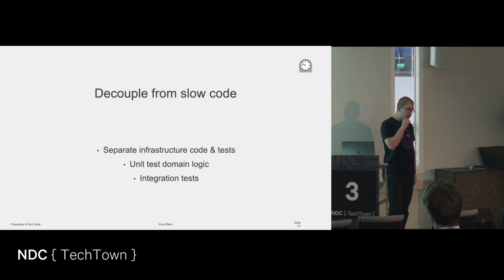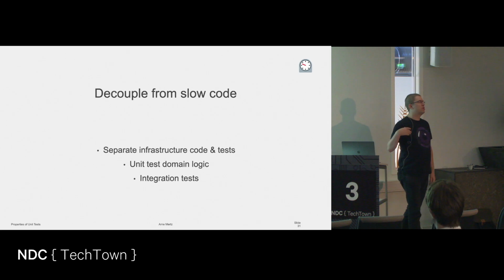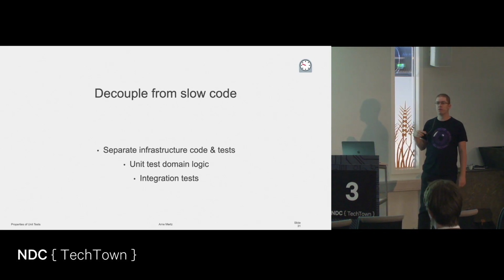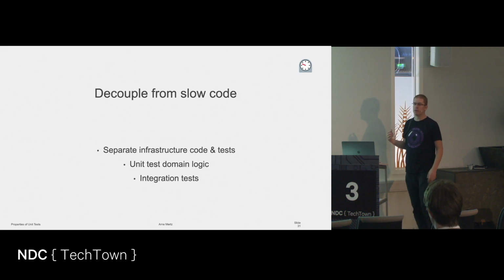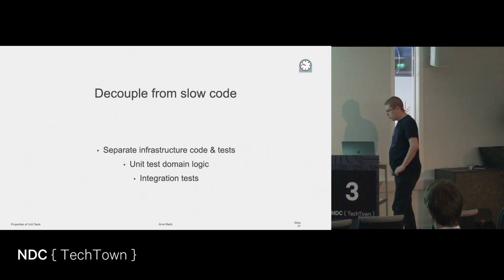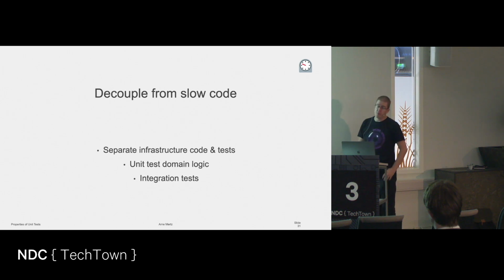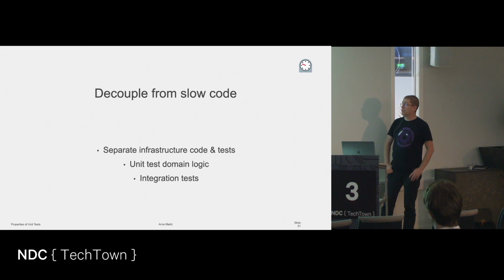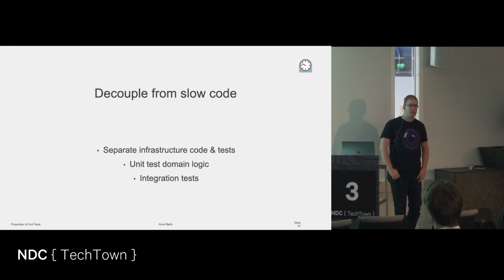So what we want to do is, when we run our unit tests, we don't want to run into slow code because it will slow us down. Which means we will probably like to separate infrastructure stuff from our actual code that we are testing.